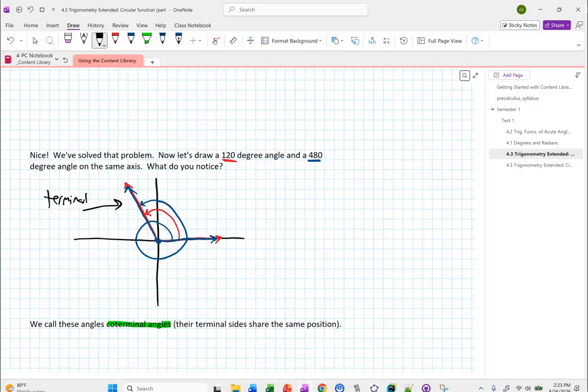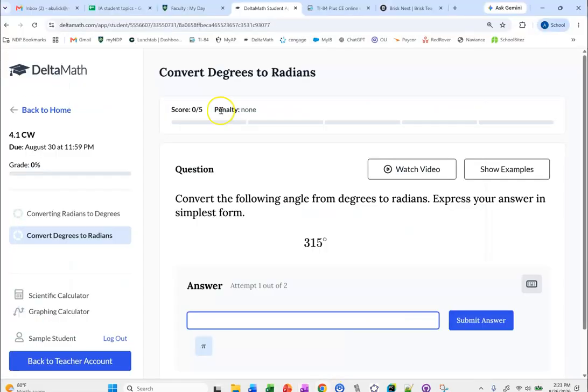What do you guys think? You okay? Do you feel good about drawing these pictures and looking at a picture and reading the value of it? Okay, because that's what you're doing in your second classwork, Delta Math. Let's look at the picture real quick.